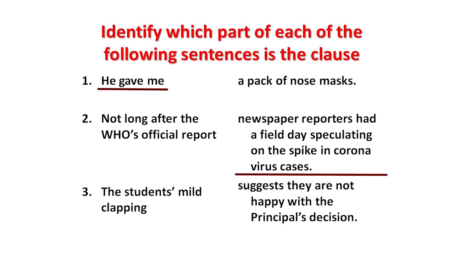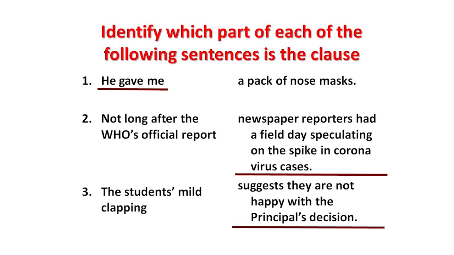The next one says, the students' mild clapping suggests they are not happy with the principal's decision. The first part of the sentence says, the students' mild clapping, and the second part says, suggests they are not happy with the principal's decision. So which part of the sentence is a clause?